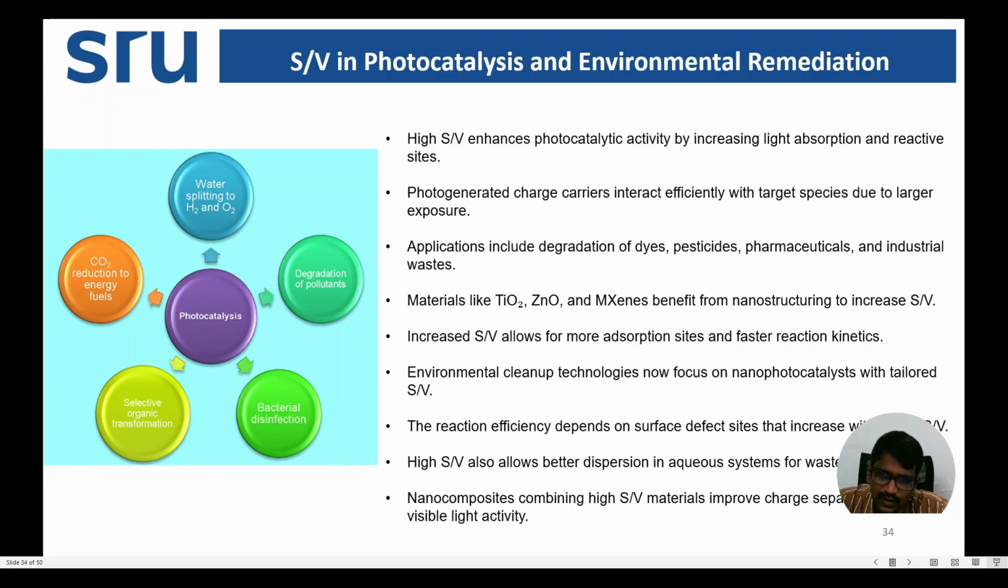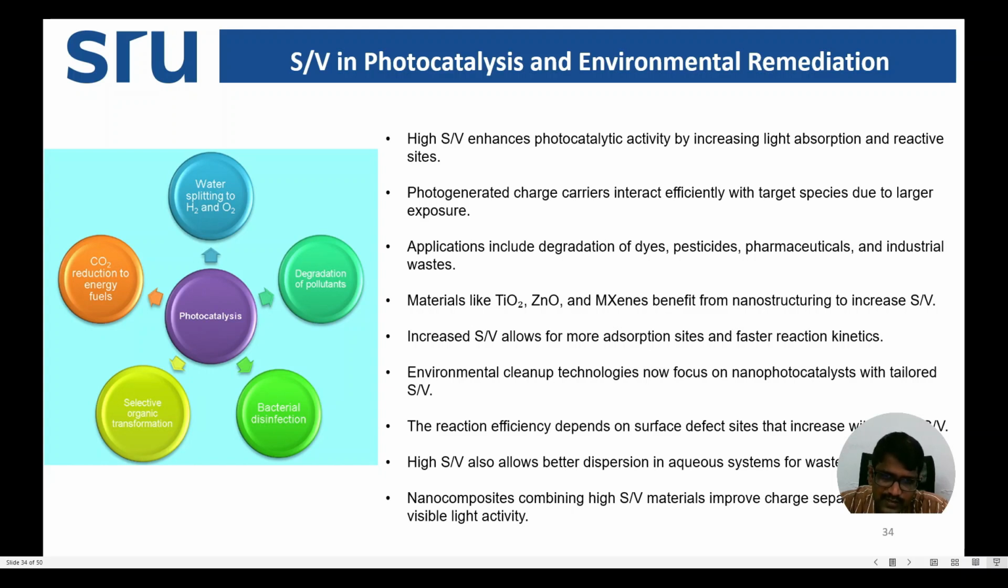It's just like dyes, pesticides, pharmaceuticals. So many chemical wastes come from industries, right? Be it the textile industry or the pharma industry. Okay, so much waste goes into air and also into water. So we can treat it up to some extent by using these nanomaterials, so that we can reduce the damage. Okay, we can reduce the damage.